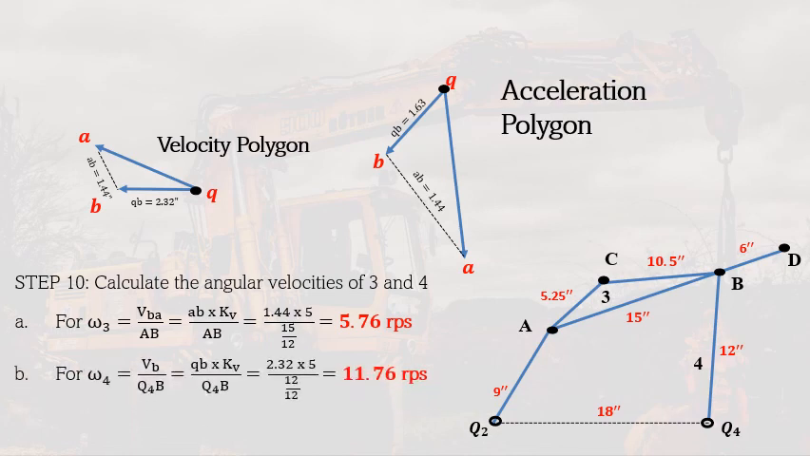On the other hand, the angular velocity of 4 can be obtained by the velocity of B relative divided by Q4B. Again, we measure QB from the velocity polygon because it is the velocity. So we got 11.76 rad per second.